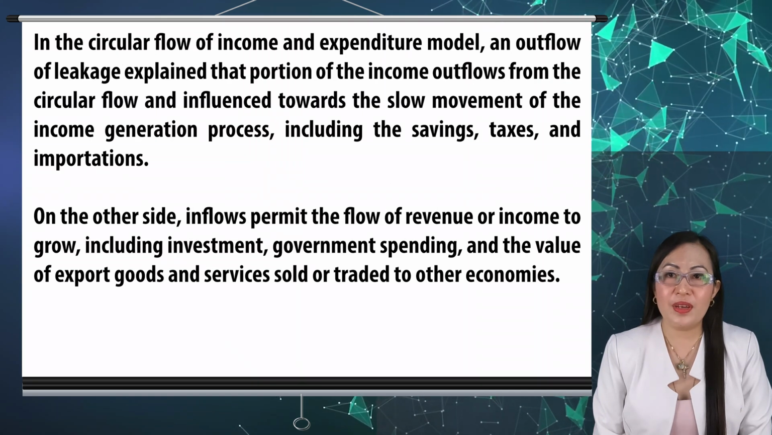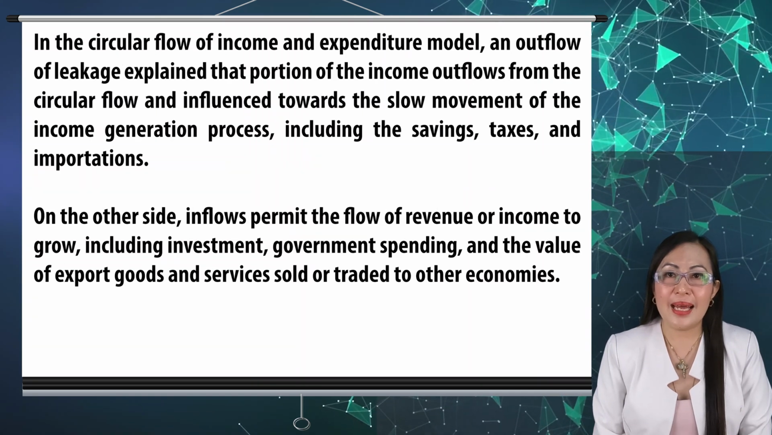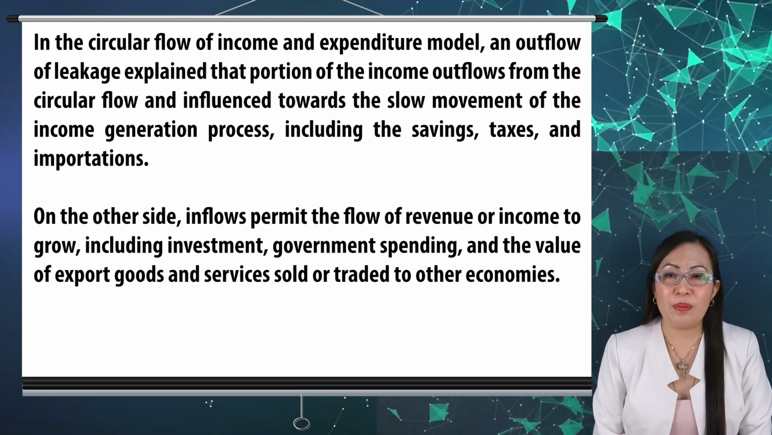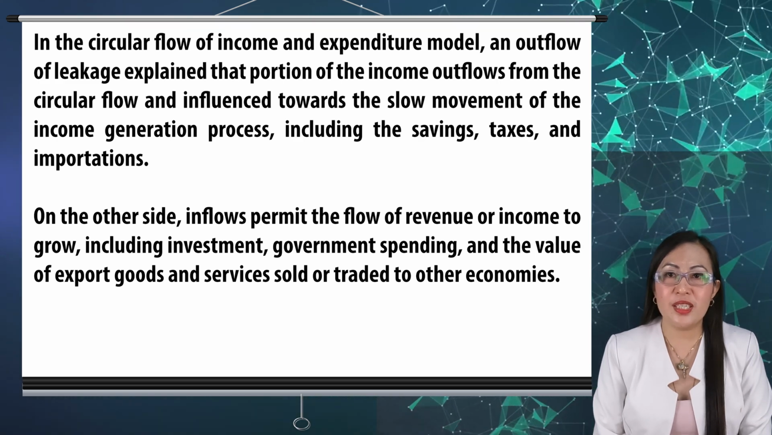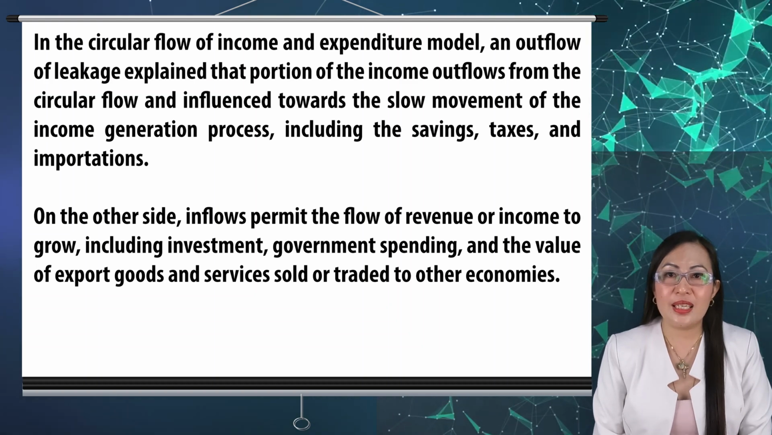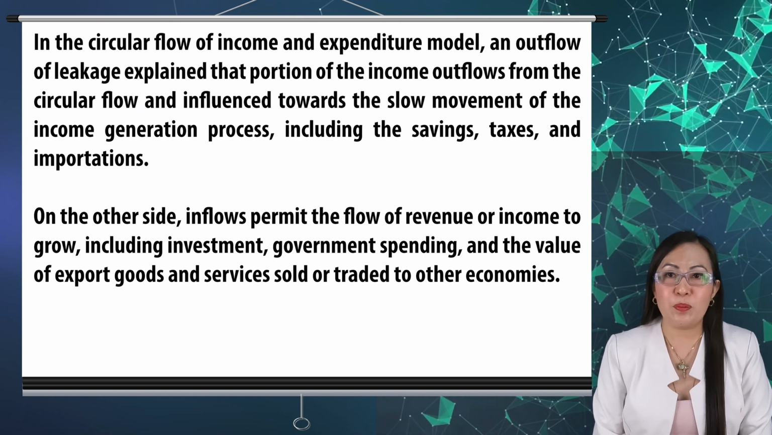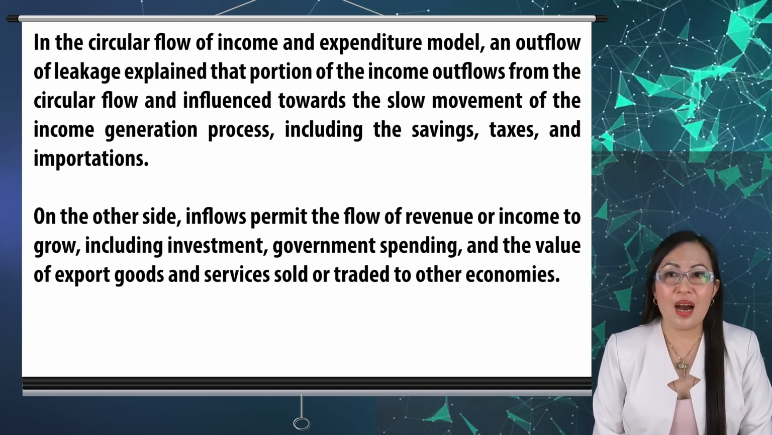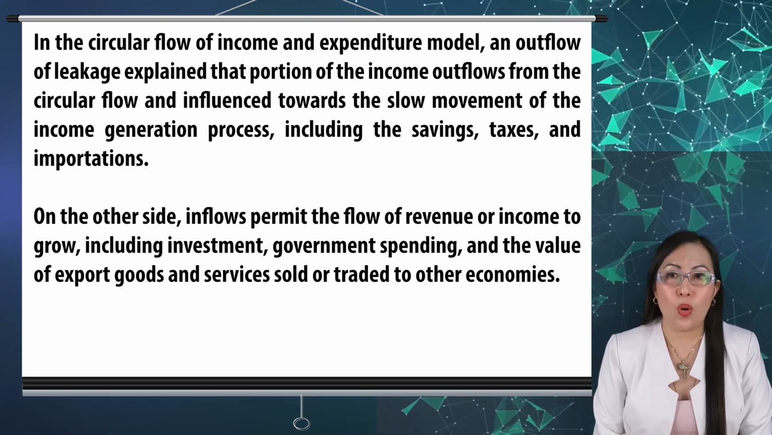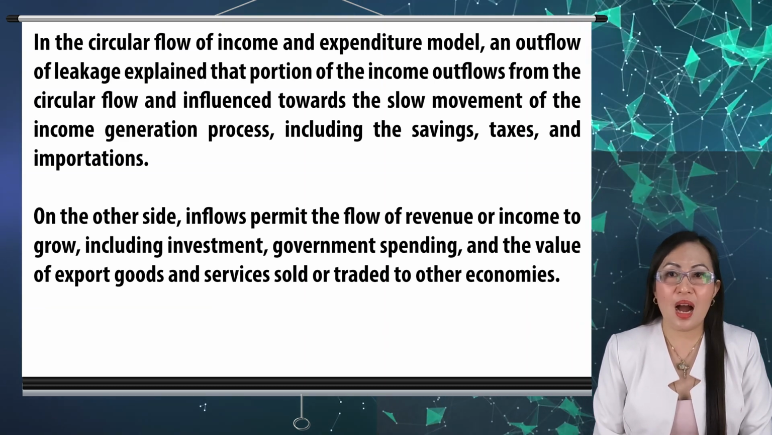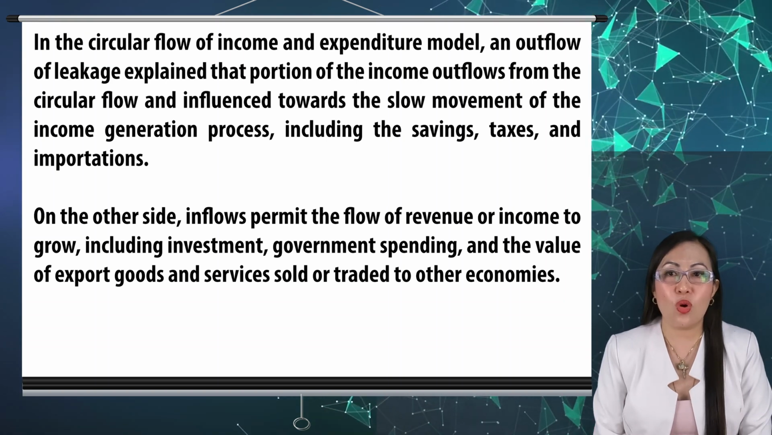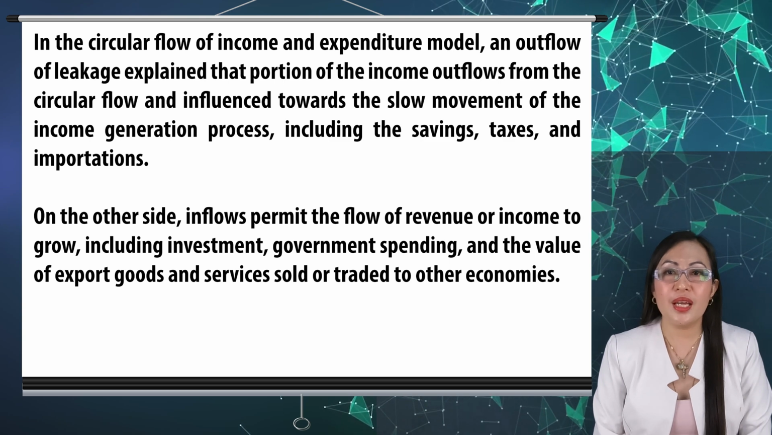In the circular flow of income and expenditure model, an outflow or leakage explains that portion of the income outflows from the circular flow and influences the slow movement of the income generation process, including the savings, taxes, and importations. On the other side, inflows permit the flow of revenues or income to grow, including investment, government spending, and the value of export goods and services sold or traded to other economies.